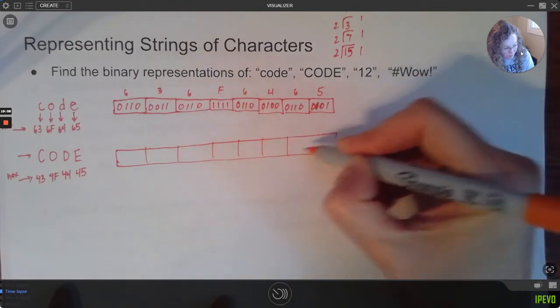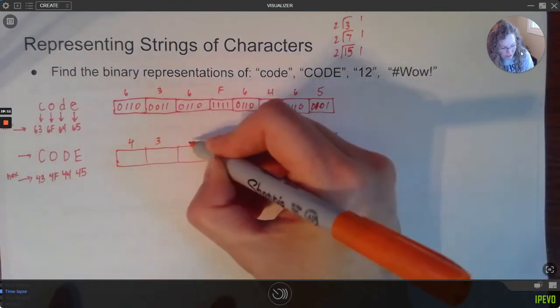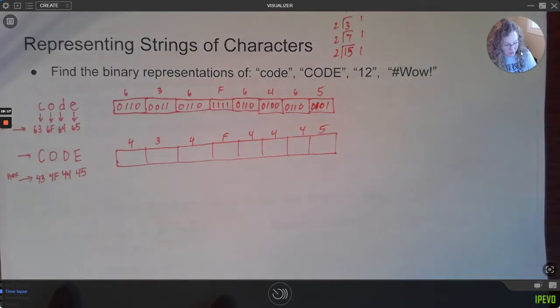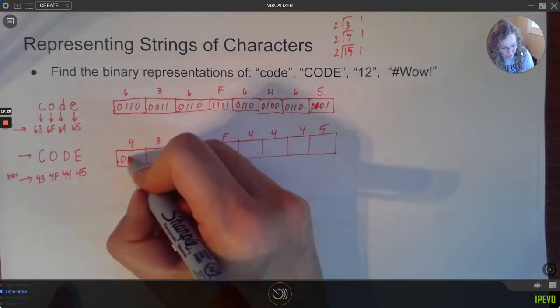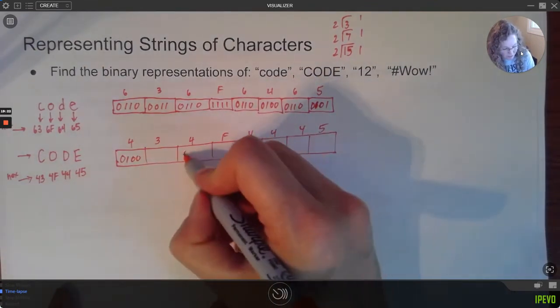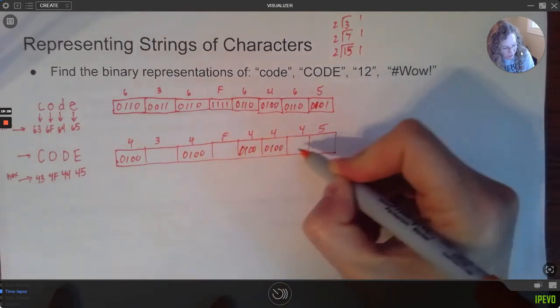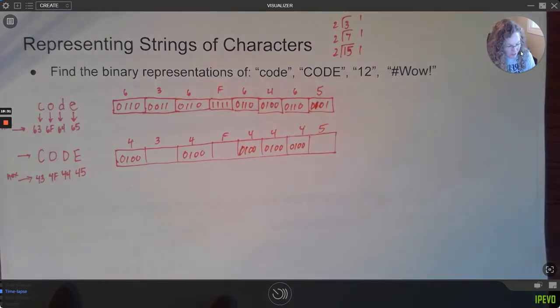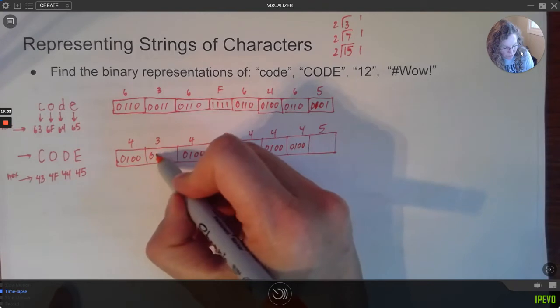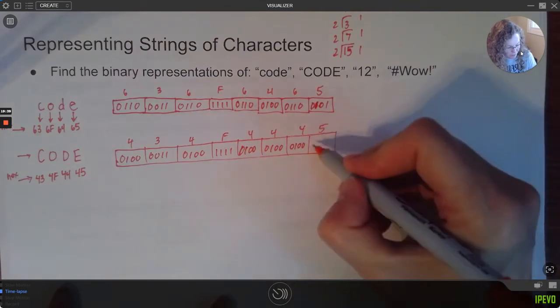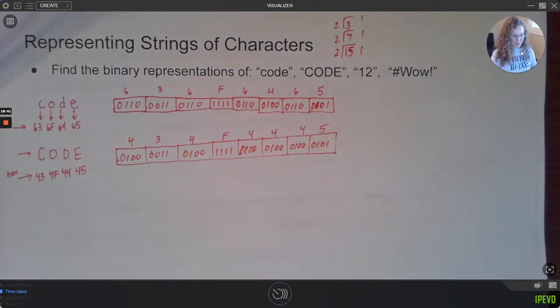Okay, so once again, we're gonna put our 4, our 3, our 4, our F, our 4, and 4, and 4, 5. Okay, so 4, we've already seen that one before. That's 0, 1, 0, 0. Let's go ahead and fill that in for all of our 4s. Okay, 3, that's 1 plus 2, and we've seen that before. F, we've seen that one before. And 5, we've seen that one before as well. Okay, so that would be the binary representation of the word code written in capital letters.